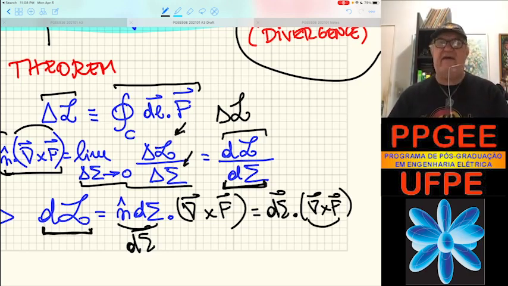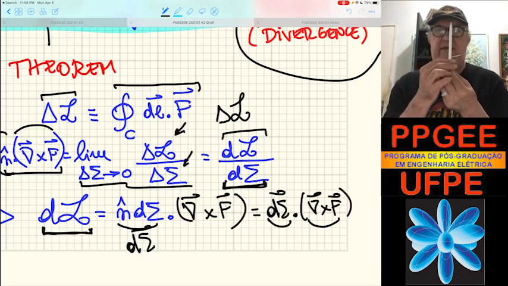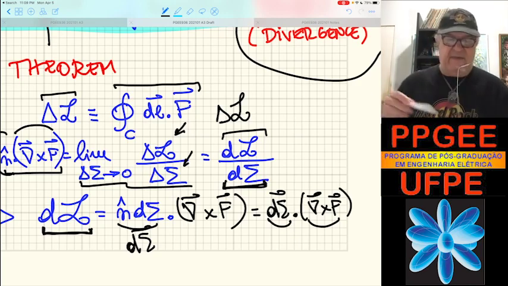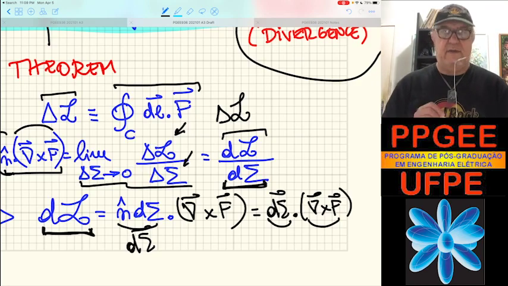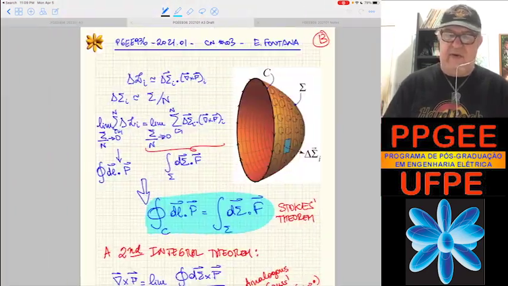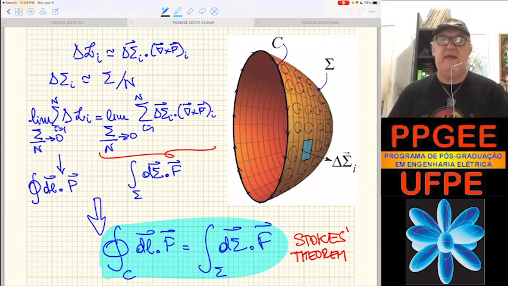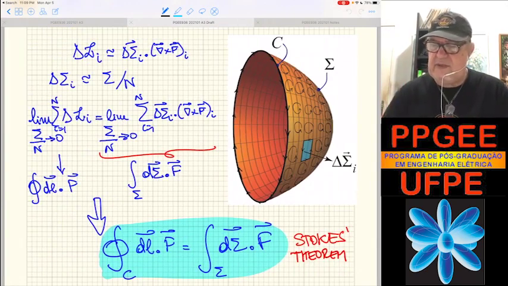Calculate the curl of F at the center of the area, multiply by the vector element of the area, which is orthogonal to the area, dot product, then you have the microcirculation, right? Which is this one here. So now what we have to do is to generalize this concept for a macroscopic area, okay? So what we are going to do is to calculate microcirculations on closed paths that are on a surface. There's one of them.